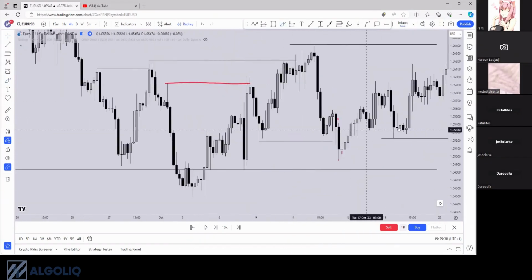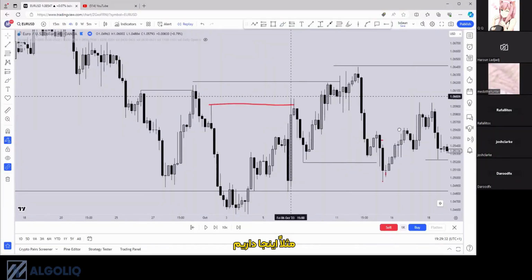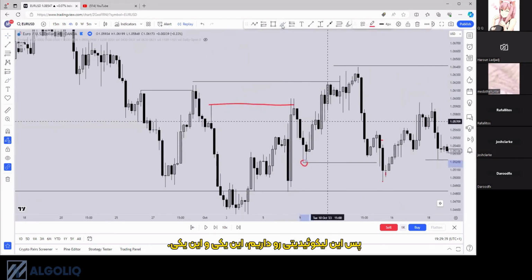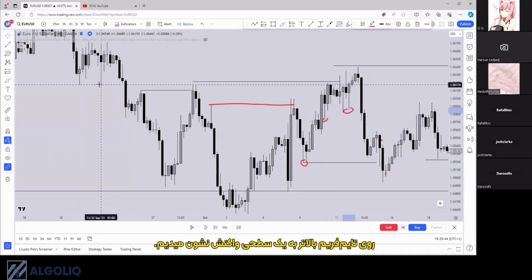Okay. So for example, here we have external liquidity on H4. So we have this liquidity, this. We tap into something on high time frame.